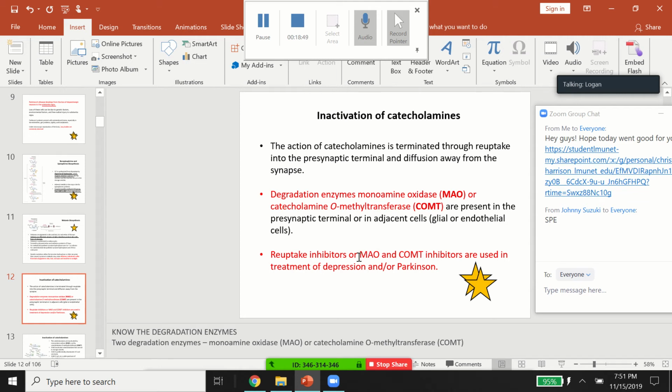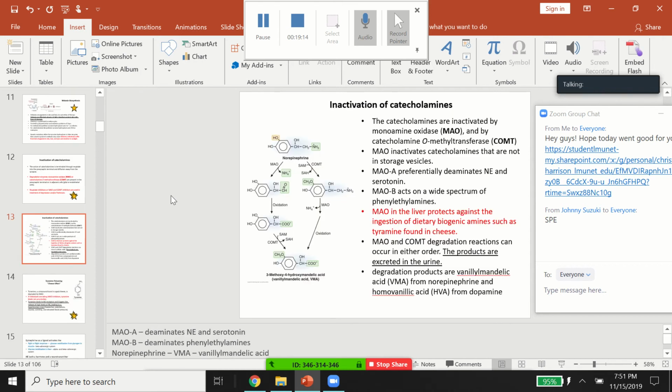You could also have MAO or COMT inhibitors, which will basically stop the breakdown of those. So it's not really a recycling type mechanism, but more so making sure it's not broken down. But same result either way: you just have an increased amount of dopamine and or serotonin. Therefore, it could be used for treatment of depression and or Parkinson's.